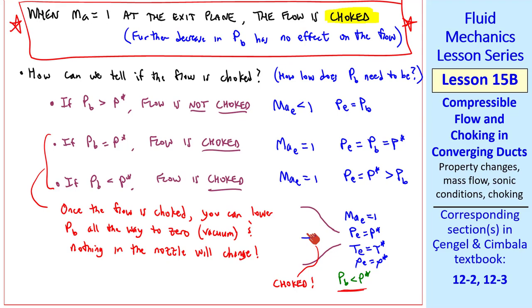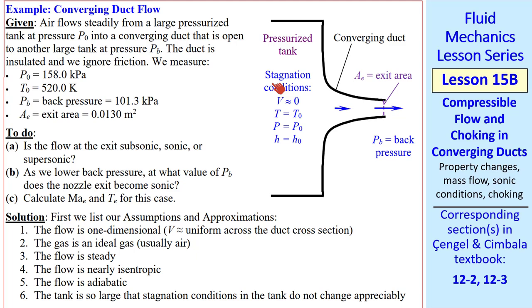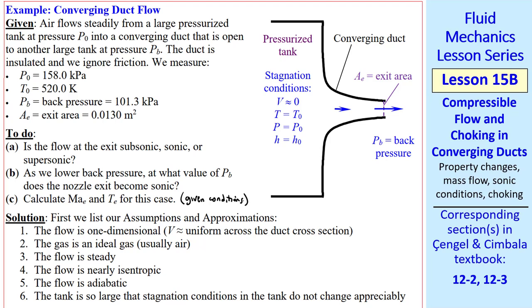Let's do an example problem. Air flows from this large pressurized tank through a converging nozzle. We give P0, T0, and the back pressure, and also the exit area. We want to know if the flow at the exit is subsonic, sonic, or supersonic. If we keep lowering the back pressure, at what value of PB will the nozzle exit become sonic? And we want to calculate Mach number and temperature at the exit plane. And for part C, I mean at the given conditions, not when the flow becomes sonic.